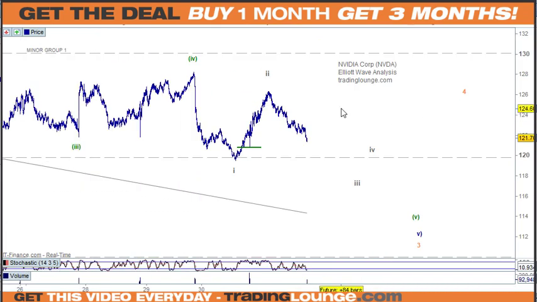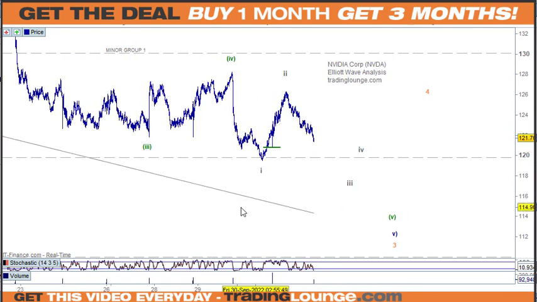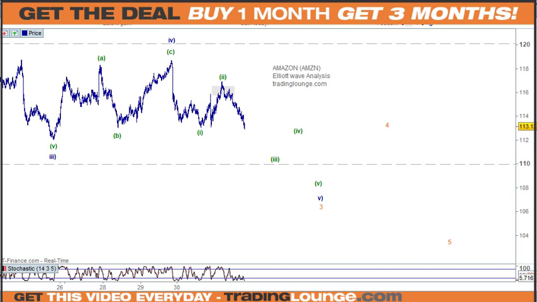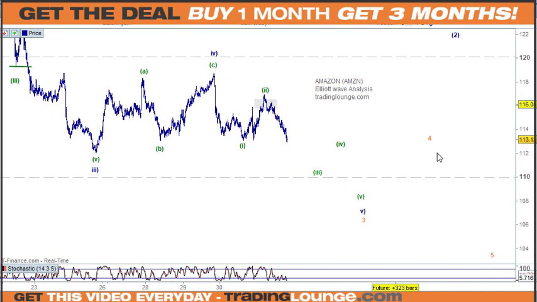Nvidia is a bit of a wild card, but the same thing applies as well. We've got 3, 4 here, then 1, 2, 3, 4, 5 for the third wave, and then the 4th, and then the 5th down here. For Amazon, same again as well.